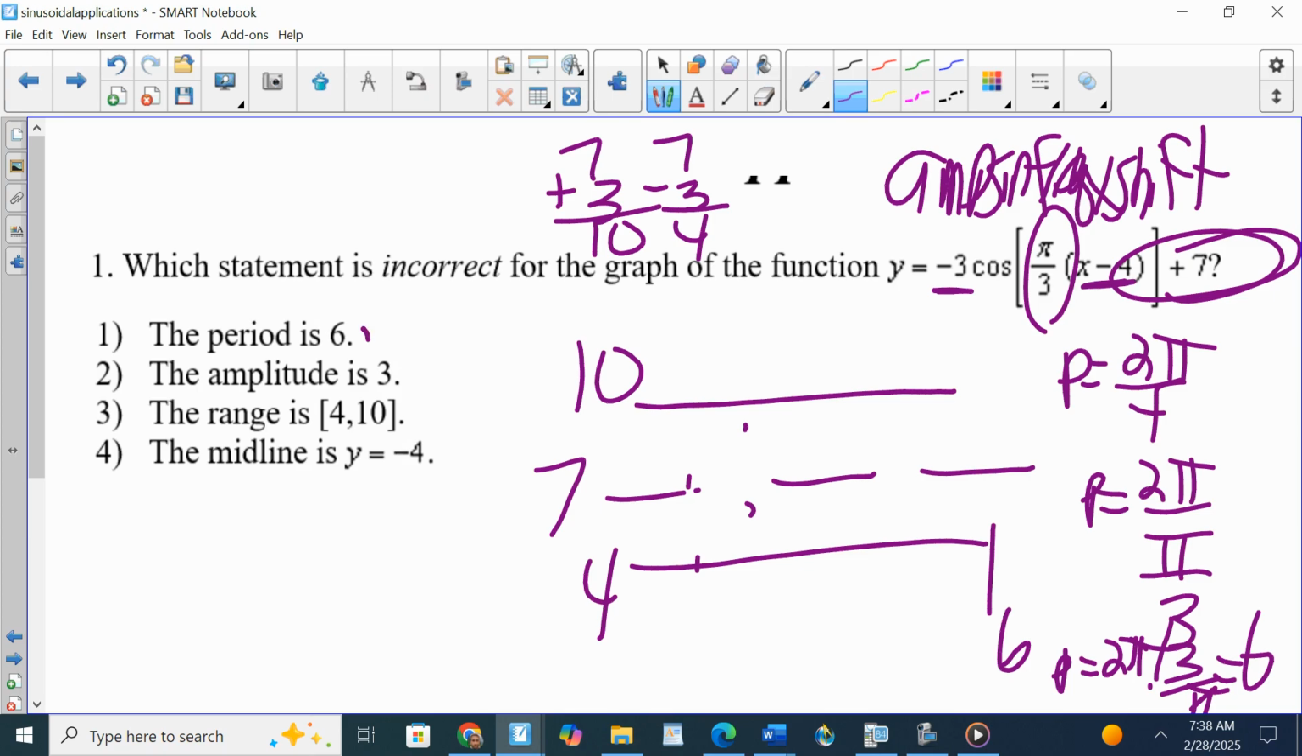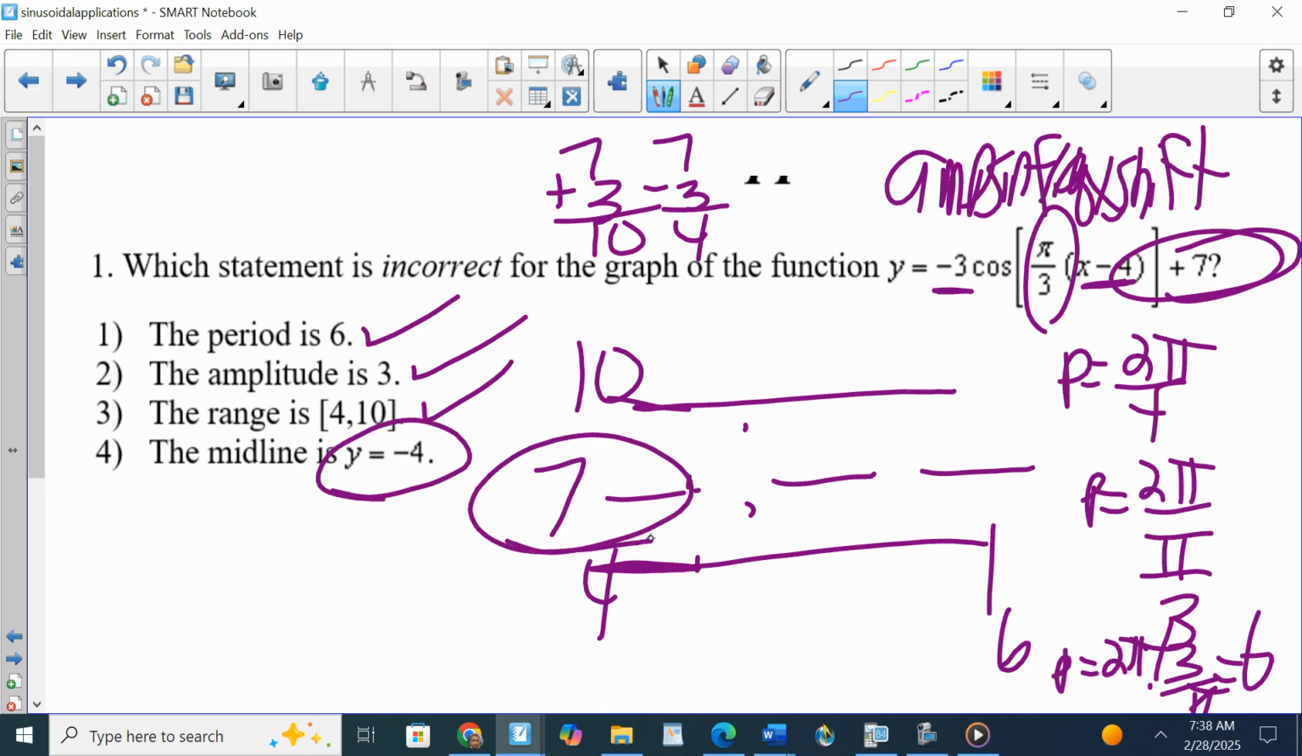The period is 6, correct. The amplitude is 3, correct. The range is 4 to 10. Yes, my min is 4 and my max is 10. So yes, the range is 4 to 10. The midline is y equals negative 4. No, it's y equals 7. That is incorrect. So if they're asking you about components of a trig graph, draw a little picture.